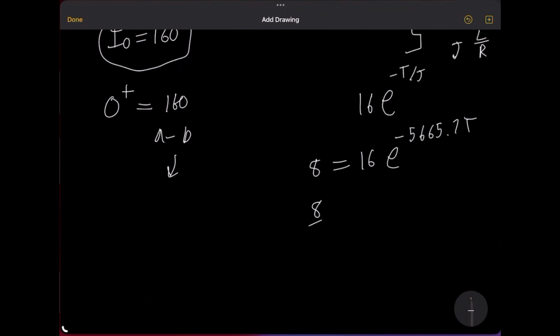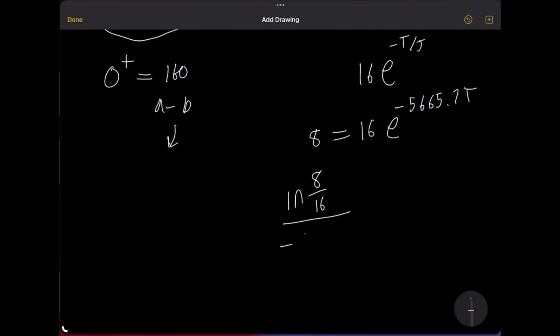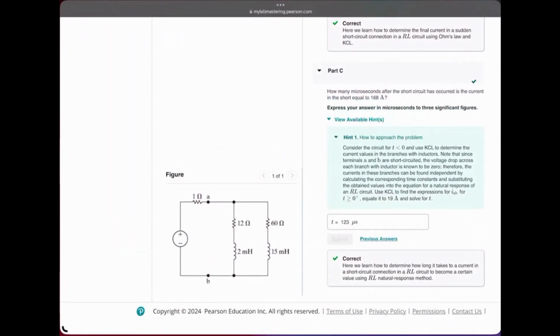So 8 divided by 16. Then take the natural log of both sides, and then divide that by negative 5,665.7, equal to t. So let's take the natural log of 0.5, divided by negative 5,665.7, and we get 122 microseconds. Or we could round that to 123, possibly. Okay, and that concludes number 2.